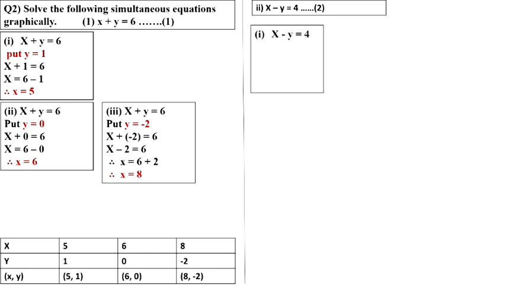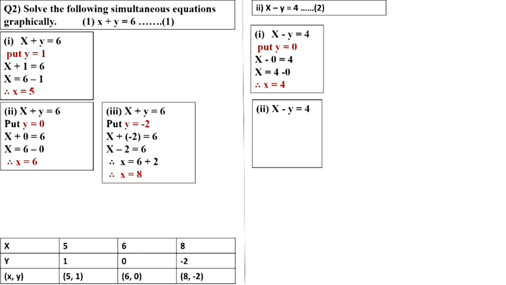x minus y equal to 4. So here we will put the y equal to value. What we will take? 0. So x minus 0 equal to 4. Therefore x equal to 4 minus 0. The x value became 4. Same way again we will take the equation, put y equal to 1.